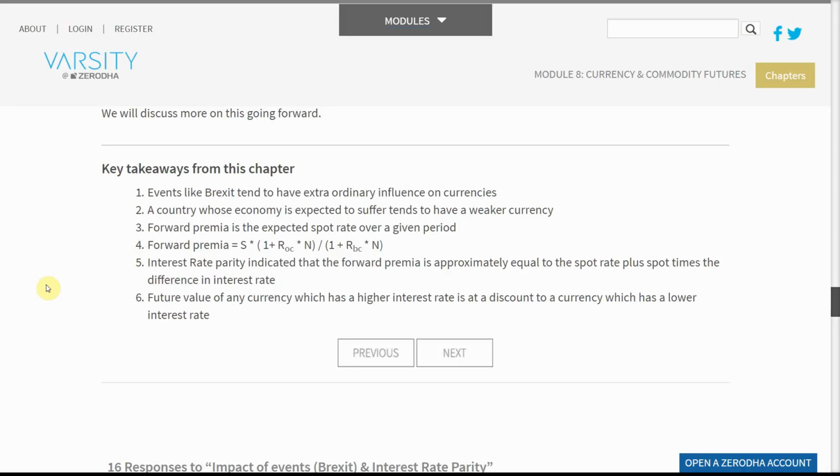Interest rate parity indicates that the forward premia is approximately equal to the spot rate plus spot times the difference in interest rate. The future value of any currency which has a higher interest rate is at a discount to a currency which has a lower interest rate.